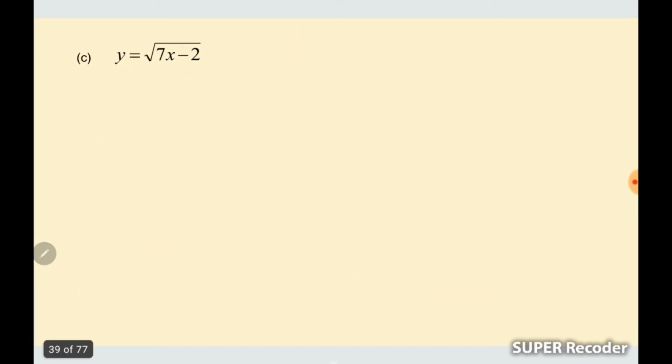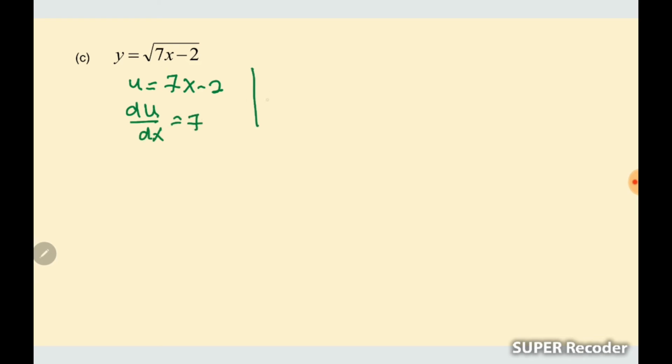Now we move to example C. y equals the square root of 7x minus 2. What is the expression for u? You want to let 7x minus 2 be u? Yes, you are right. u equals 7x minus 2, so du/dx equals 7. Don't take u as the whole square root, it is the wrong choice. The right choice is u equals 7x minus 2.